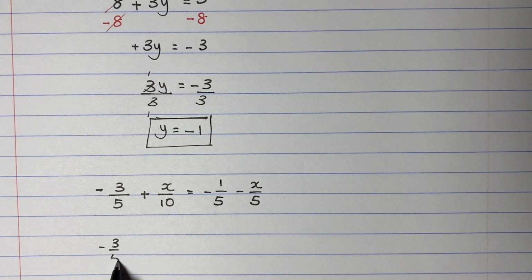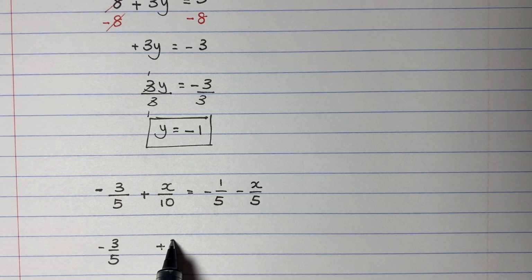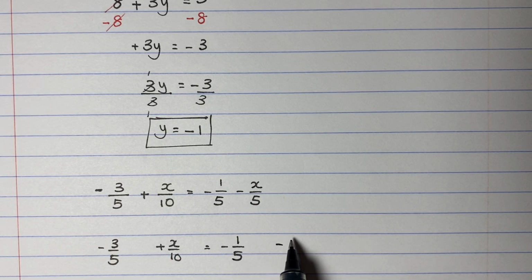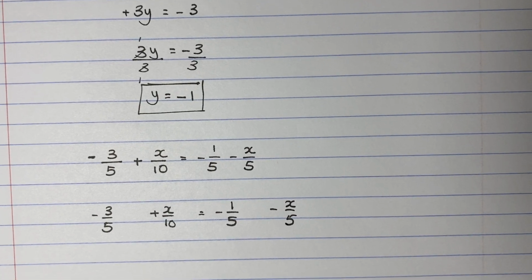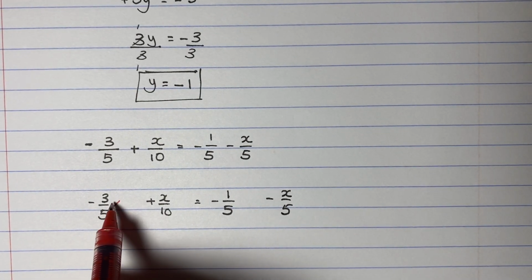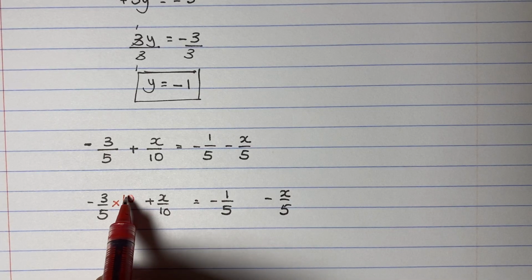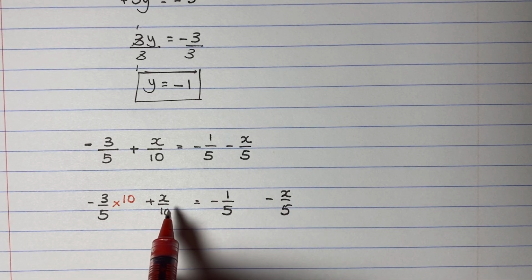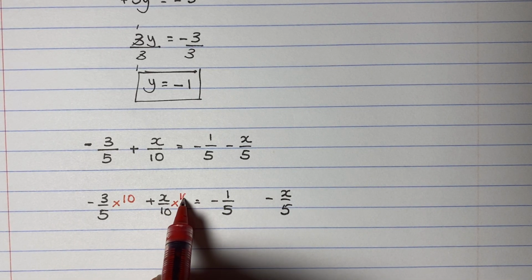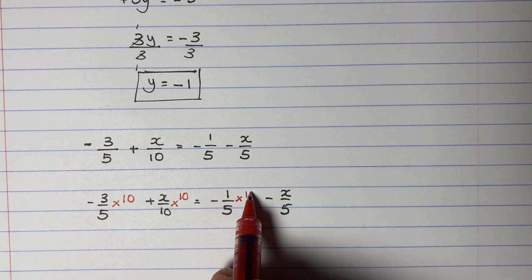Minus 3/5, I'm going to put those in a different color. Let me write them and make space for them to be written. Times by 10. Remember, 10 has got to be written above the fraction line. Times 10. Times 10.